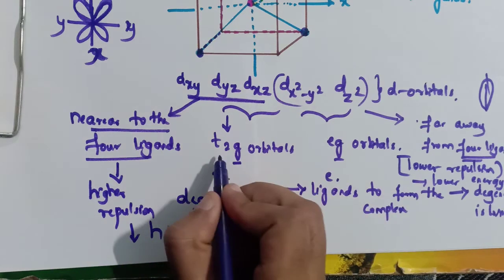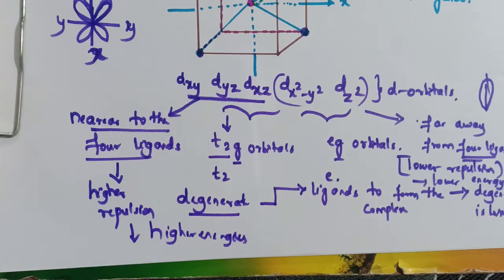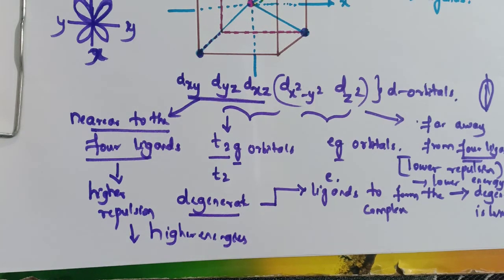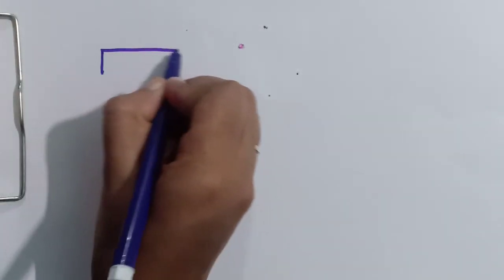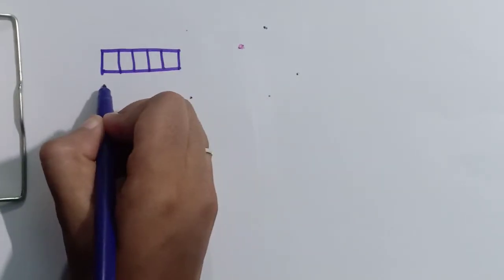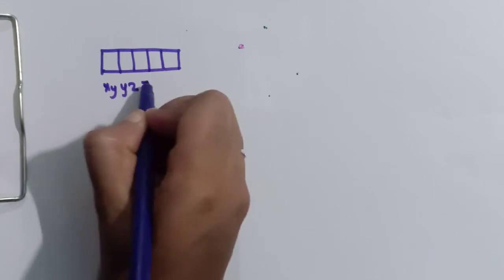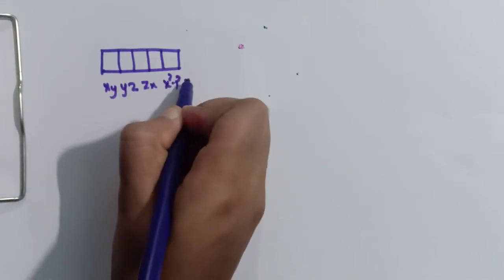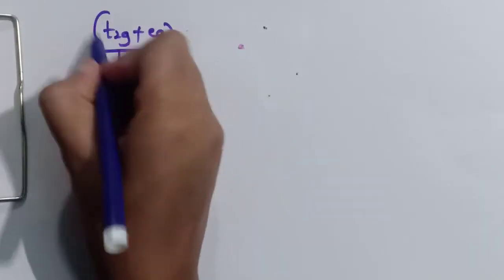But here in this case, T2G orbitals are having higher energy, whereas Eg orbitals are having lower energy. To understand it better, please watch octahedral complexes and other tetragonal and square planar complexes splitting also. Now let's draw the figure of this. Here these are the 5 degenerate orbitals. That means they are having same energy, that is xy, yz, zx, x square minus y square and z square. It is a combination of T2G and Eg orbitals.